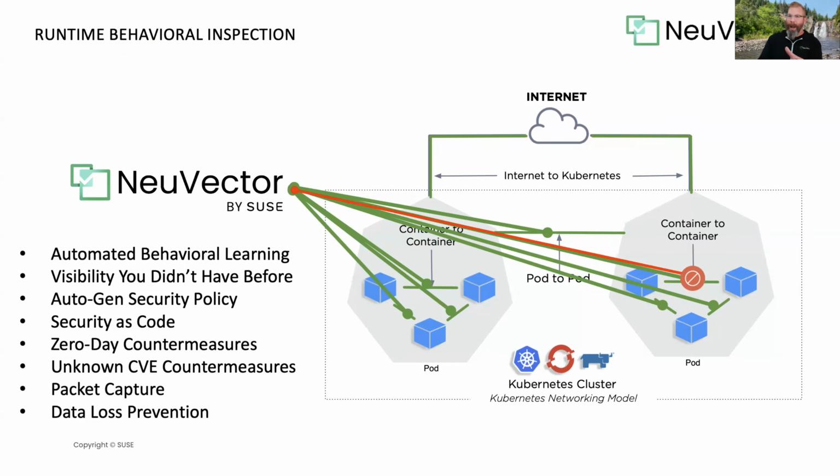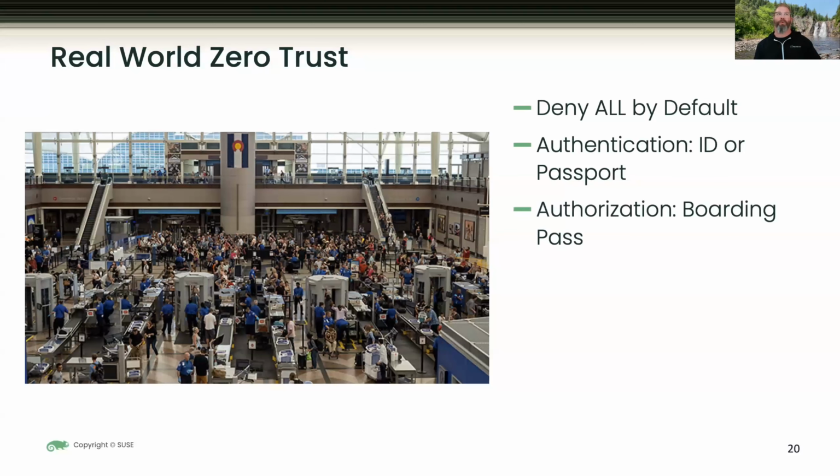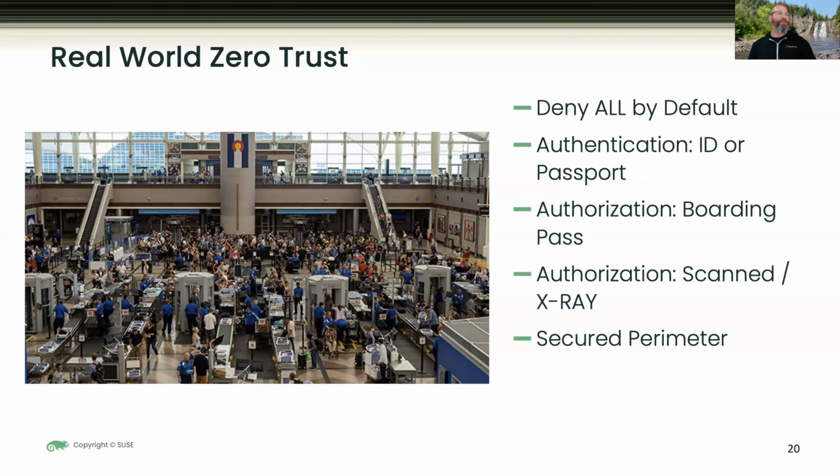The TSA line at the airport is a fantastic example of Zero Trust. Nobody is allowed through until they explicitly have a reason to come in, whether they've got a passport, they have to have a boarding pass, you have to be scanned, right? So nobody except explicitly anybody. And that's how that works. It's a secure perimeter. You have to pass through that with explicit permissions to do so.